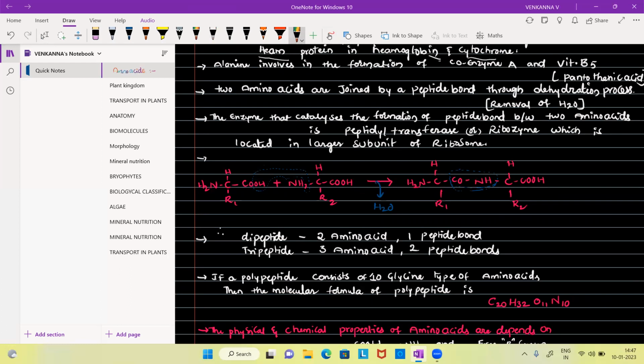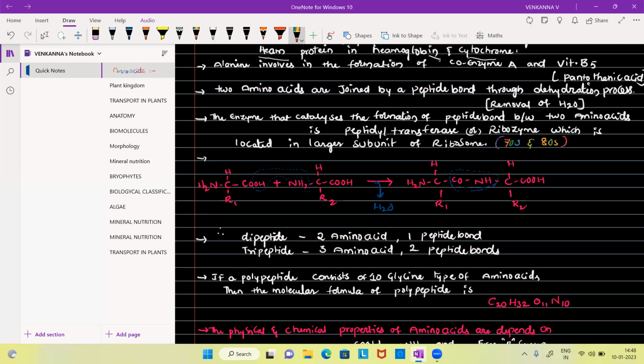Ribozyme is located in the larger subunit of the ribosome. You know about the two types of ribosomes: one is the 70S ribosome and the next one is the 80S ribosome. In both of these, 50S is the subunit of 70S, and 60S is the subunit of 80S ribosome. So this peptidyl transferase, or ribozyme enzyme, is located in the 50S of the 70S ribosome and the 60S of the 80S ribosome, because they are the larger subunits.